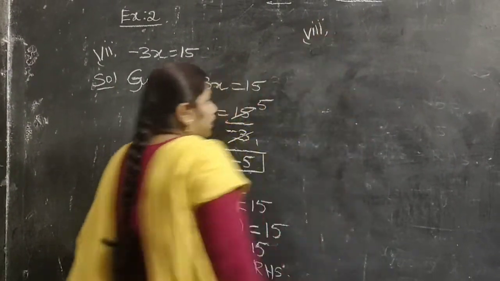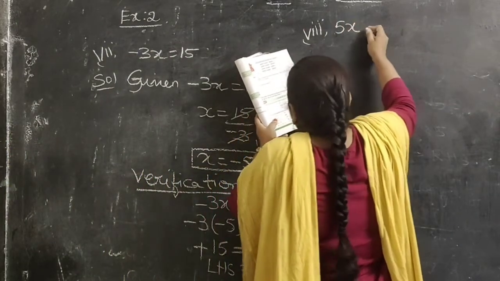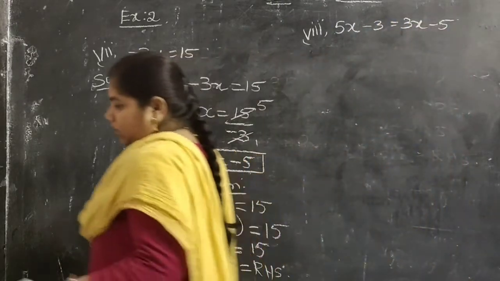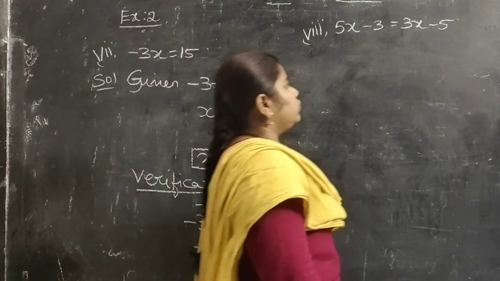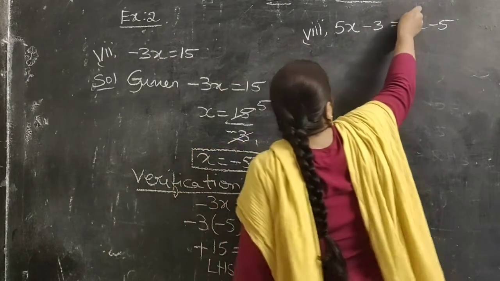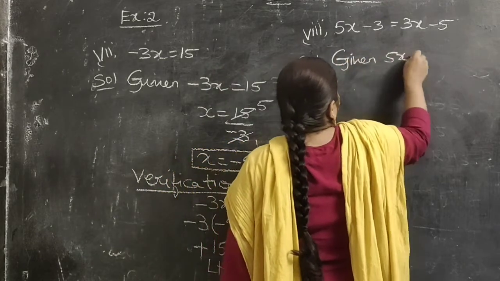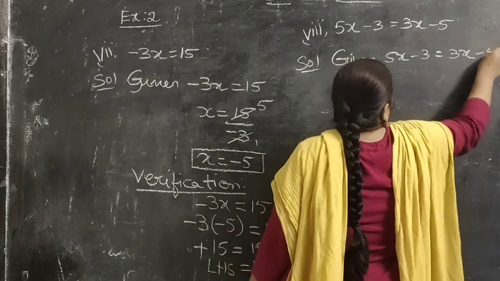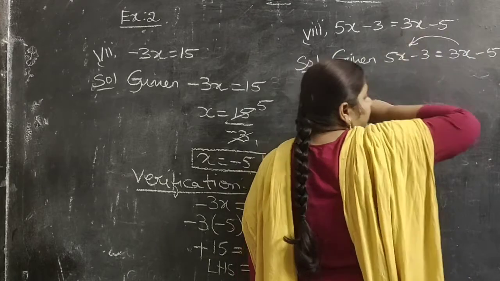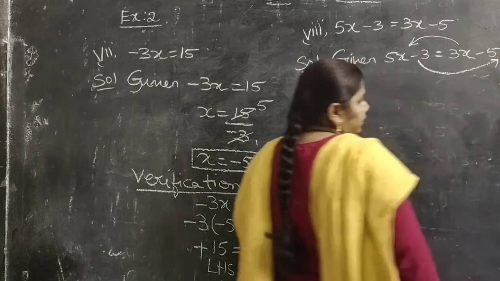Eighth one. 5x minus 3 is equal to 3x minus 5. So again we have to find the x value. First you bring all the variables to one side and take all the constant values to the other side. So this variable I am bringing to this side. Given 5x minus 3 is equal to 3x minus 5. So I am transposing this plus 3x to the other side, that will be in the form of minus 3x. And if you transpose this minus 3 to the other side, that will be in the form of plus 3.